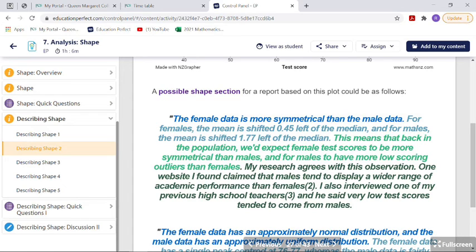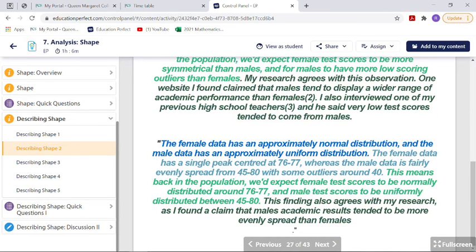Okay. My research agrees with this observation. One website I found claimed that males tend to display a wider range of academic performance than females. I also interviewed one of my previous high school teachers, and he said that low test scores tended to come from males. That is not a good source, but oh well, that's okay. Teachers would know, but most teachers wouldn't say that, but we'll see. I certainly couldn't do that because we don't have any in here.